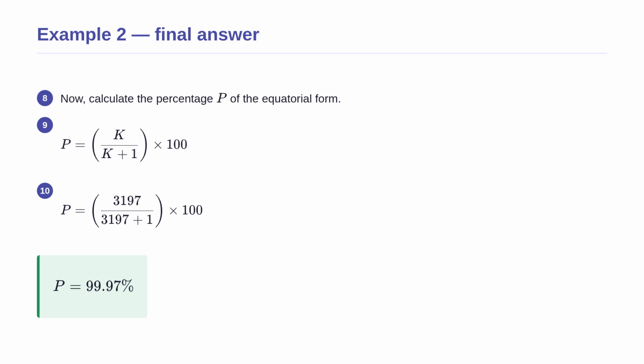Finally, we substitute our newly calculated equilibrium constant into the percentage formula to see just how one-sided this is. We divide 3,197 by 3,198, then multiply by 100. The final result is 99.97%. The molecule is almost exclusively found in the equatorial shape. Because the attached group is so massive, it is effectively locked in place, proving how physical size dictates chemical behavior.